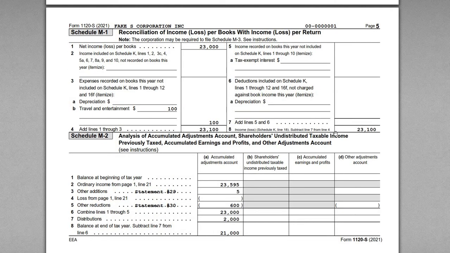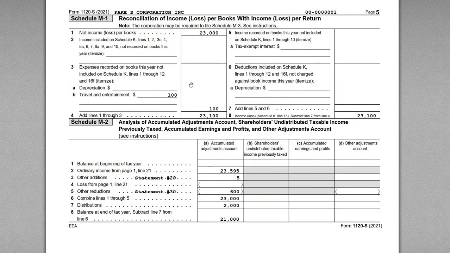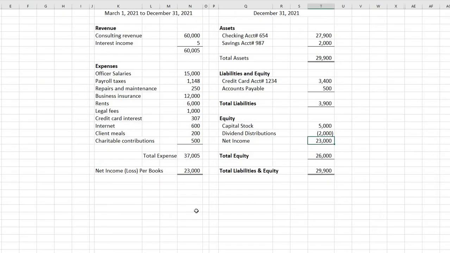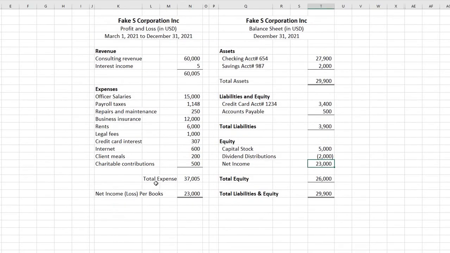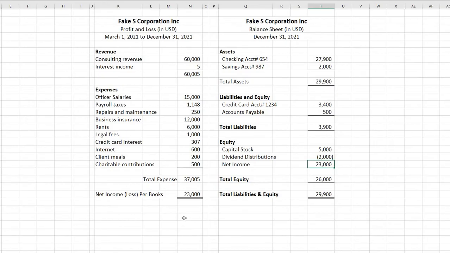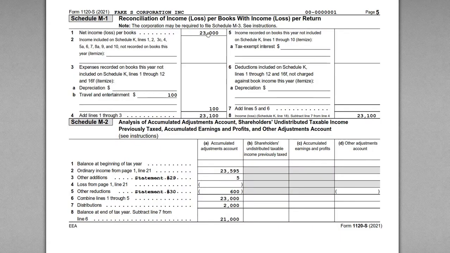So it's where we have our Schedule M1 and M2s. M1 is a reconciliation of the income or loss per books with the loss per return. So as a good check here, your net income or loss per books is just that, $23,000. That should reconcile with your financial statements, right? So we have our net income or loss per book amount, $23,000. That's the amount that we see here on line 1. And then the line items 2 through 7 are all those book to tax adjustments, whether they're permanent or temporary.